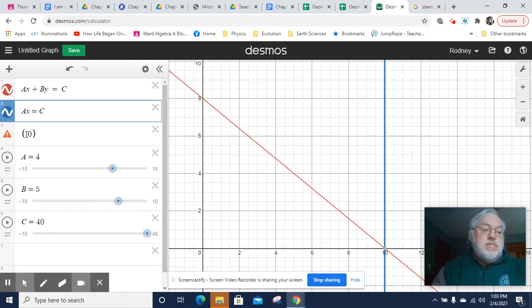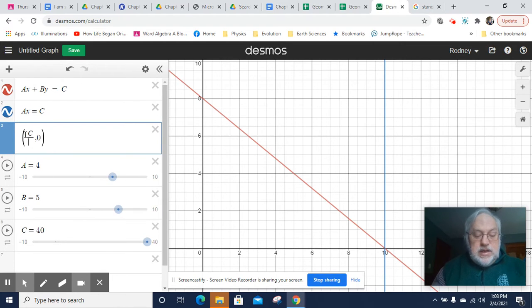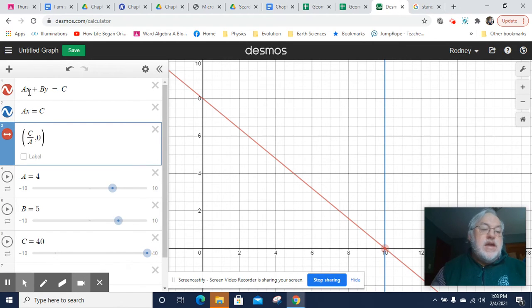Well, X is just going to be C over A. If I divide both sides by A, I'll end up with C over A. So I actually can use these coefficients, these numbers that are multiplied by X and Y, and this standalone one, this constant coefficient over here.